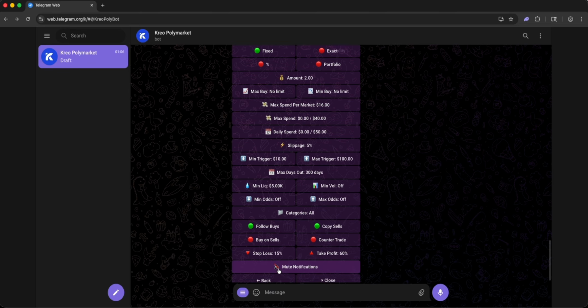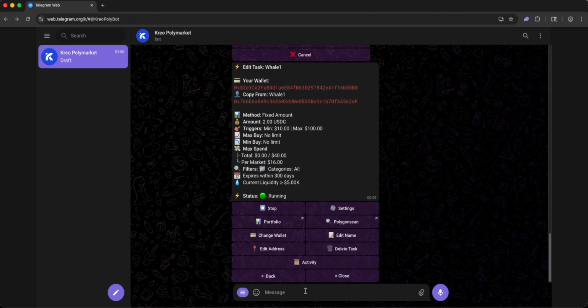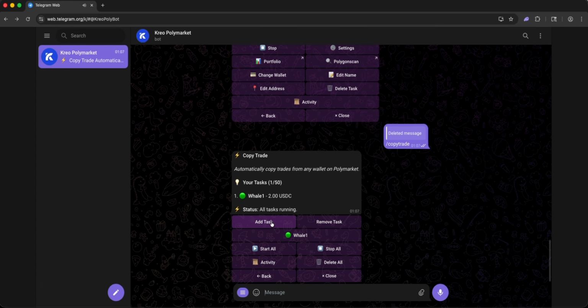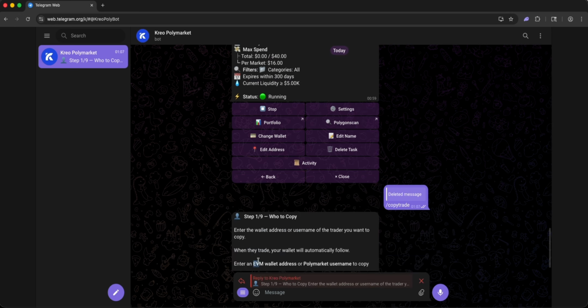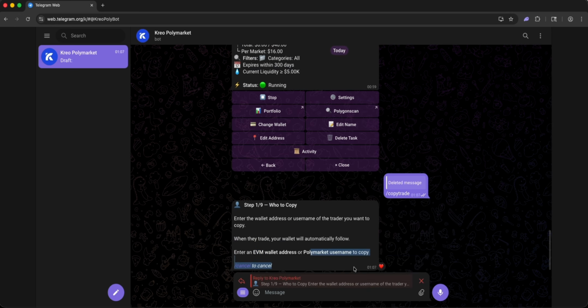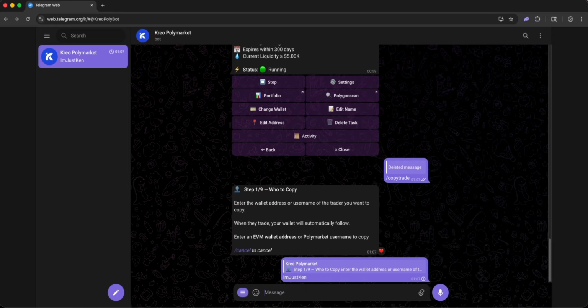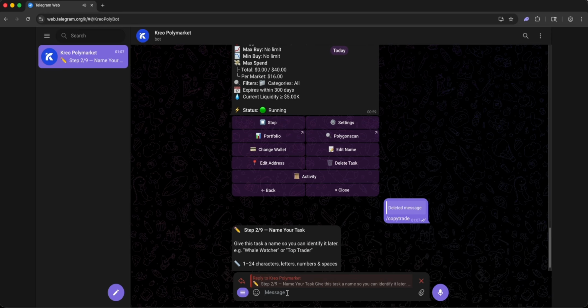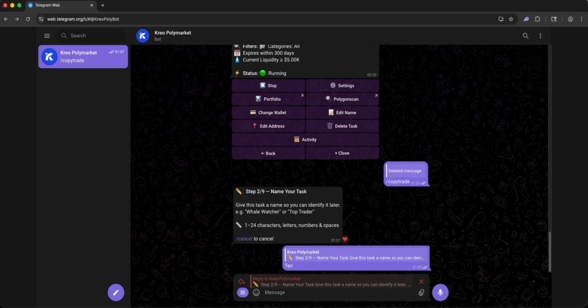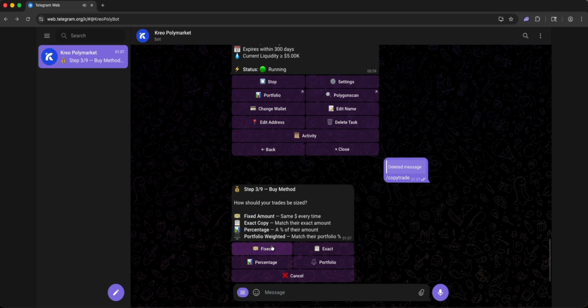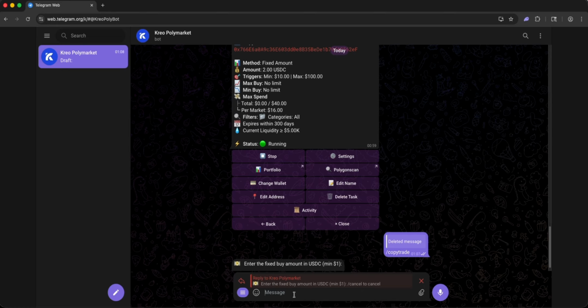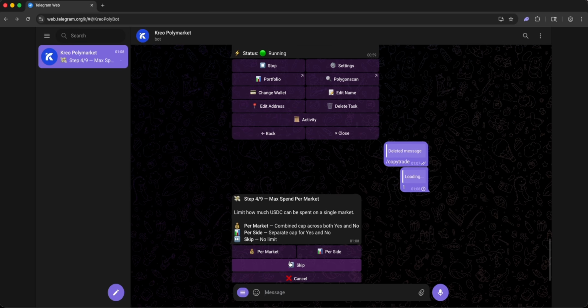Next, let's create a custom copy trade task just to finish this. So it's the same way. You click on add task, you can type in the EVM wallet address or Polymarket username. So for this example, we're going to go with imjustkin. We have to name our task. We have to choose our buy method, how much we would like to put in our max spent per market.